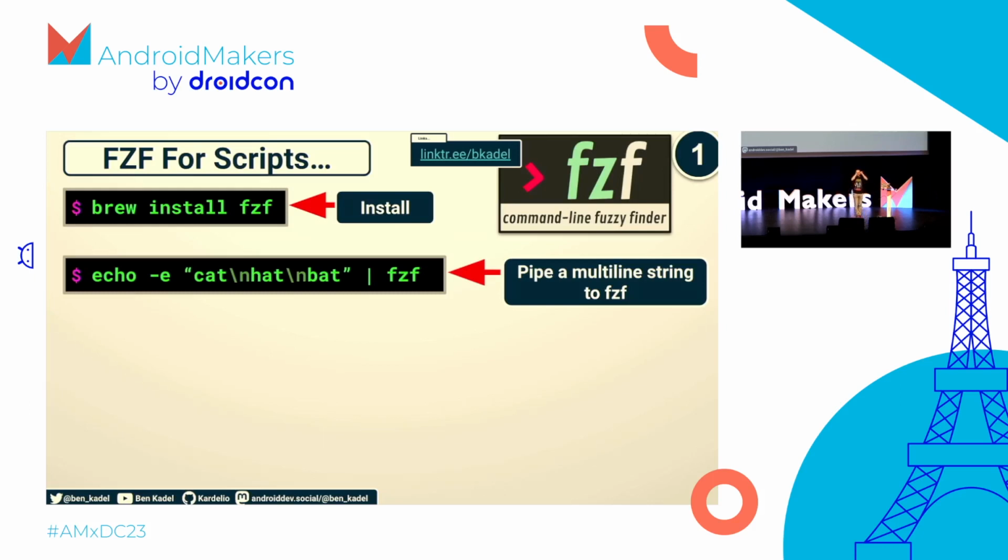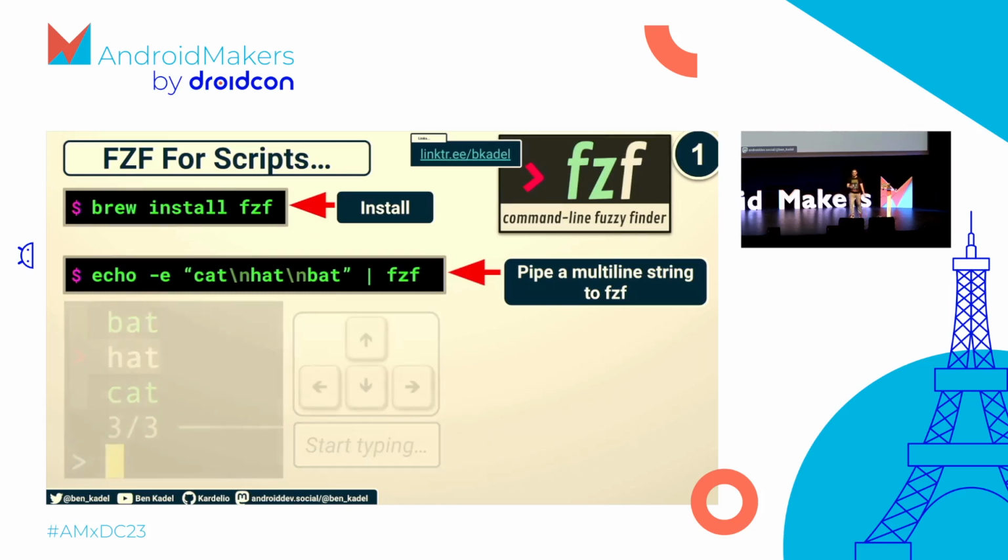FZF will take it, break each line down into its own option, and then give us an interactive menu to select one of those options. Here, I give it cat, new line hat, new line bat. I pipe that into FZF, and it does this.